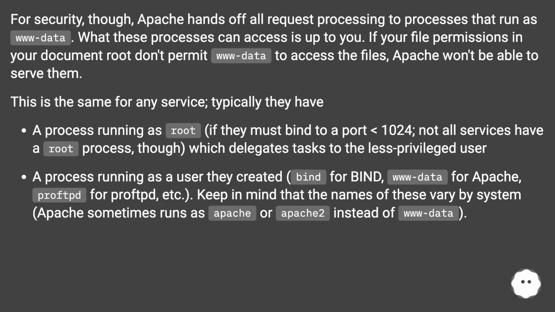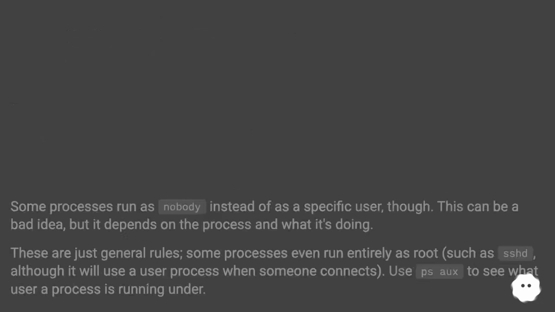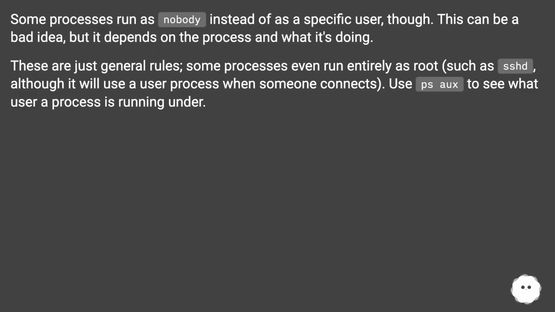Keep in mind that the names of these vary by system. Apache sometimes runs as apache or apache2 instead of www-data. Some processes run as nobody instead of as a specific user, though. This can be a bad idea, but it depends on the process and what it's doing.